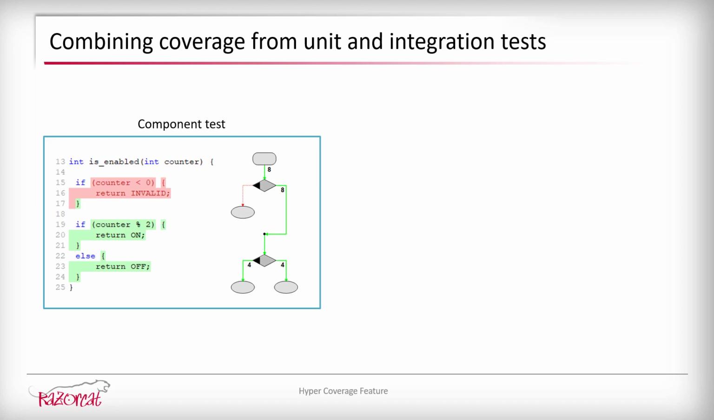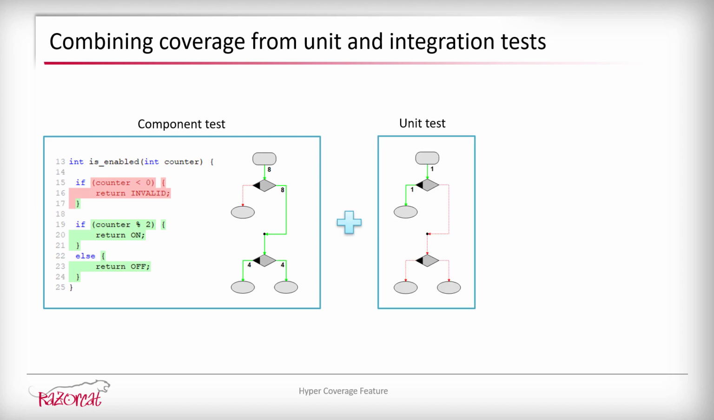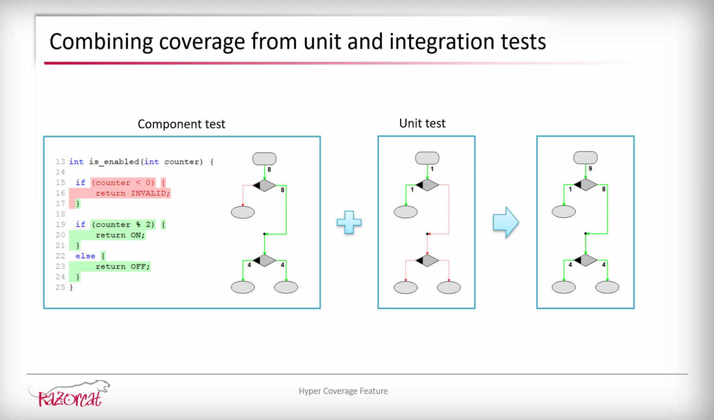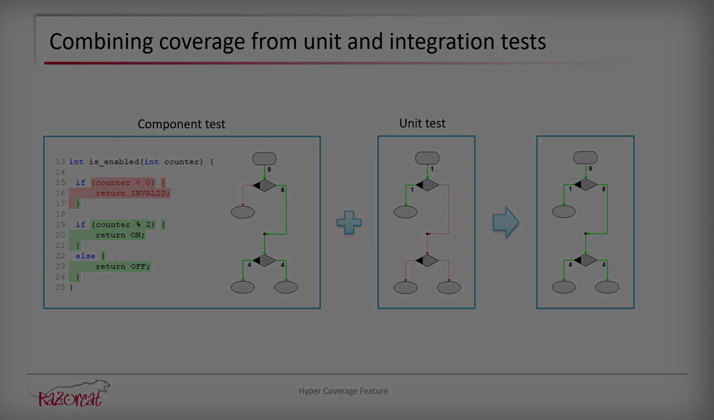Special branches, for example, error handling, may not be covered, so we can add an additional unit test covering this branch. As a result, the cumulated coverage now shows a complete coverage for our test object. The hypercoverage feature of TESSY combines the coverage of the component and unit tests.